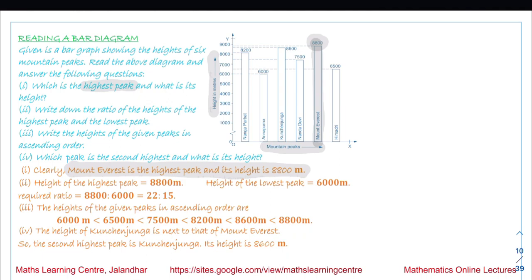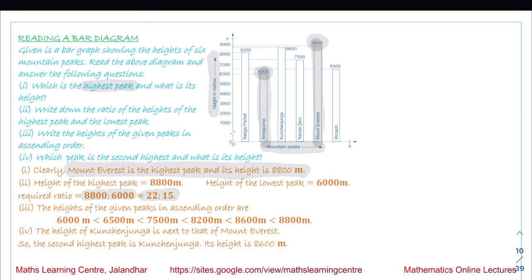Next is: write down the ratio of the height of the highest and the lowest peak. Now the lowest peak, the lowest value of all, is 6,000. This peak we are talking about corresponds to this mountain. So the ratio of these two will be 8,800 is to 6,000, and the answer comes out to be 22 is to 15. So this is the ratio of the highest and the lowest peak.